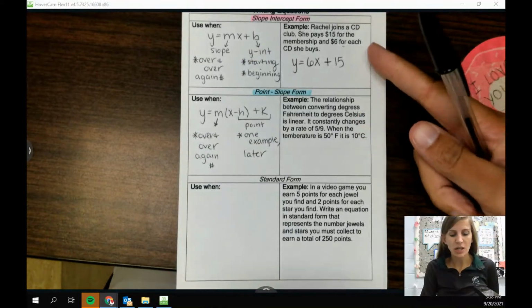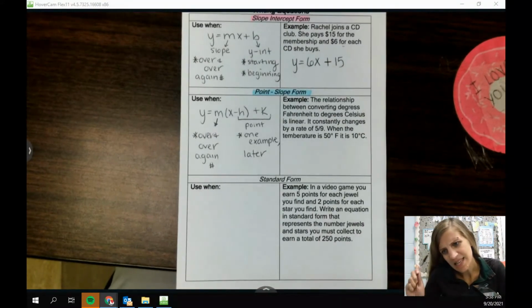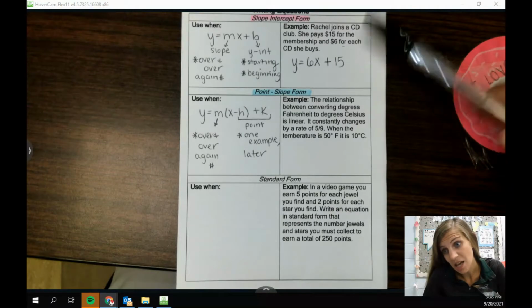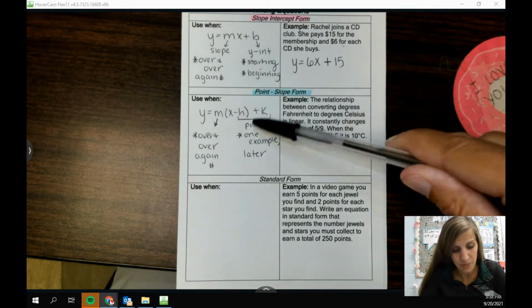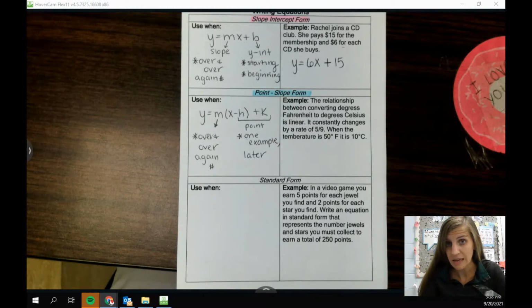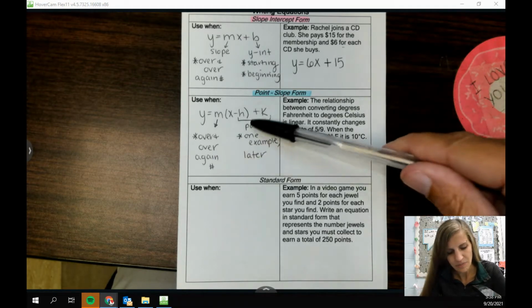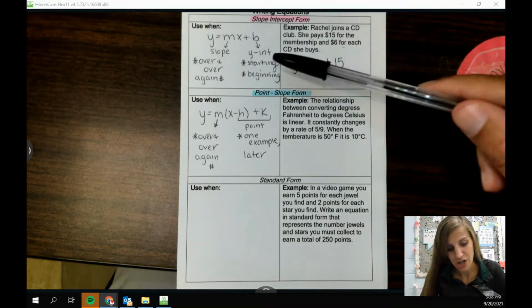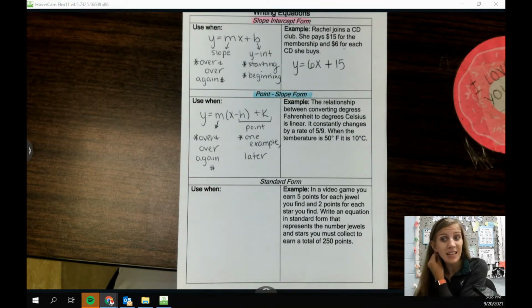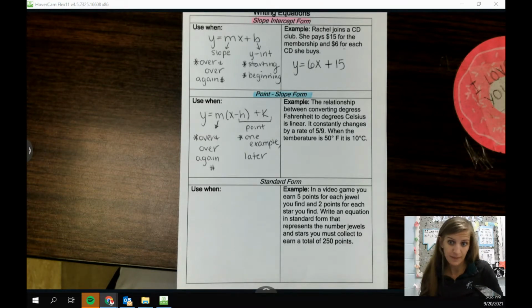Like going back to Rachel up here buying her CDs, if instead they said that it cost $6 for each CD, and after Rachel had purchased 2 CDs, she had spent $27, that would be a good example of point slope form, because the 2 CDs and $27 kind of belong together. It's like one example of the story happening later, not right at the start. Because I'm already in the club, I bought some CDs, and this is how much it cost me.